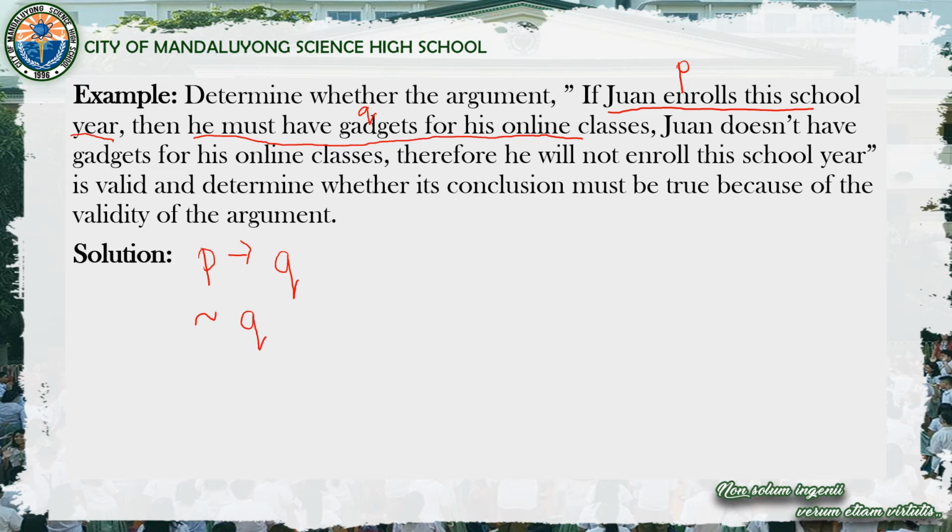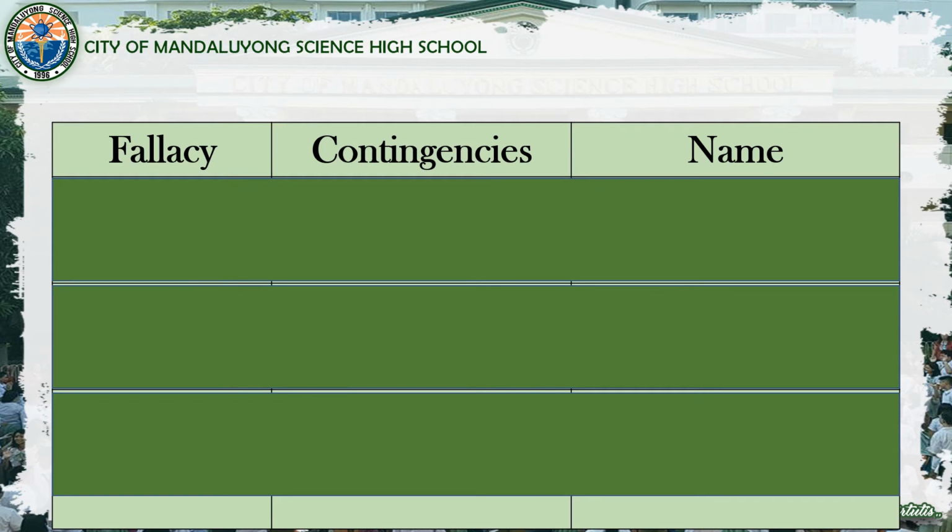Therefore, he will not enroll this school year. So, therefore, not P. Is this valid? Yes, the statement is valid because it follows yung ating modus tollens. Okay? Now, let's proceed.